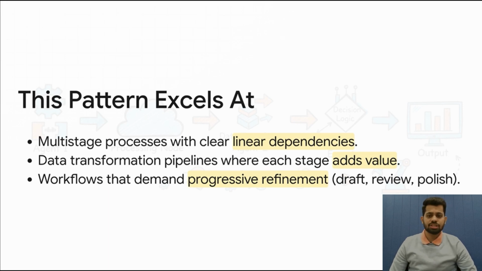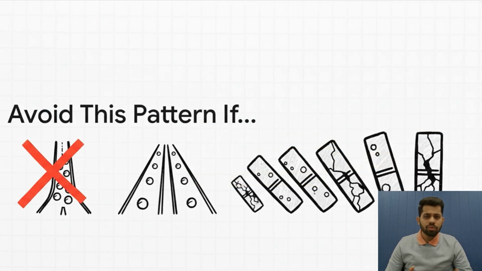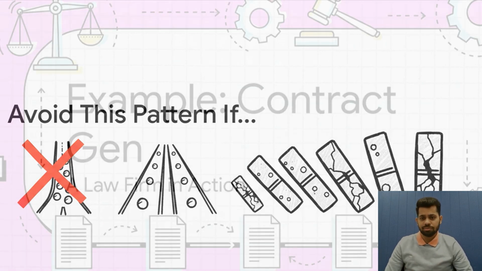Then, when should you use this? You can use it for multi-stage processes that have clear linear dependencies and predictable workflow, and for data transformation pipelines where each stage adds specific value that the next stage relies on, and sometimes for workflows that demand progressive refinement, like the common draft, review, polish cycle. Now, when should you avoid it? If stages can be parallelized without compromising quality, or if early stages might produce low quality output or fail entirely, and there is no reasonable way to stop later steps from processing that accumulated error.